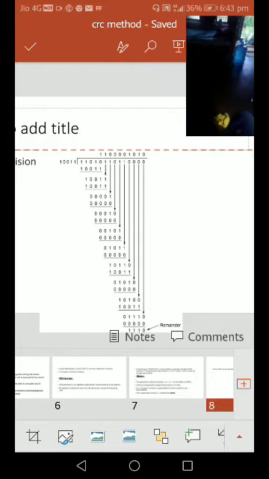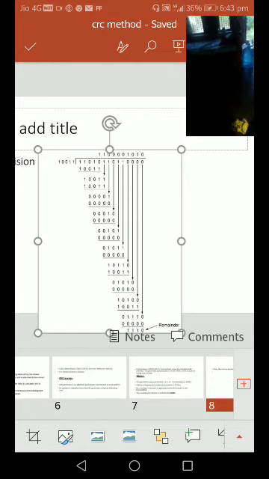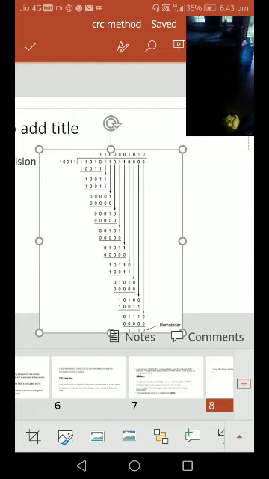10100. Then again the LSB bit is equal to 1, so we have to take 1 times 10011. Then we have to add this data to get the remainder. 1 plus 0 is equal to 1, 1 plus 0 is equal to 1, 1 plus 0 is equal to 1, 0 plus 0 is equal to 0, 1 plus 1 is equal to 0.